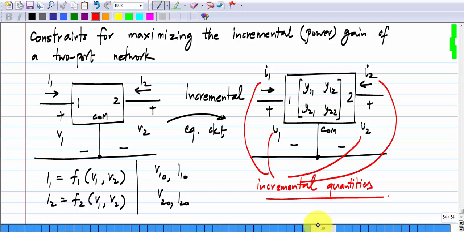What is it that we do? We connect a signal source to port 1 of this incremental equivalent and a load to port 2 of this incremental equivalent and evaluate the gain. This is still the incremental equivalent. We will get some constraints for maximizing the gain. Then we look at those constraints and see what it implies for the large signal, the total characteristics F1 and F2 of the nonlinear two-port.